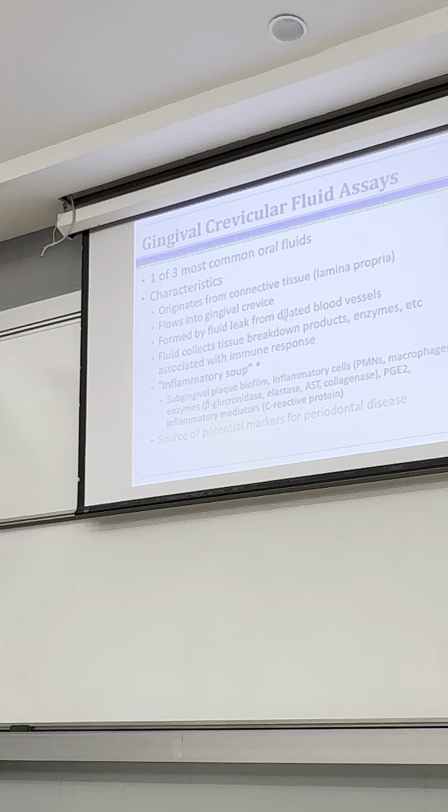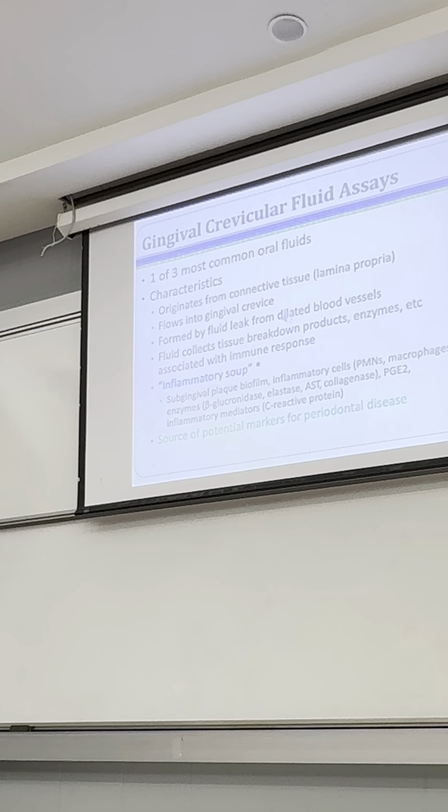Gingival crevicular fluid is the first one. That's one of the 3 most common oral fluids. We know that it originates from the connective tissue, and it flows into the gingival crevice, and it's going to be higher in times of inflammation, right? Because the fluid is leaking from the dilated vessels. So when the vessels dilate, there's more fluid in there.